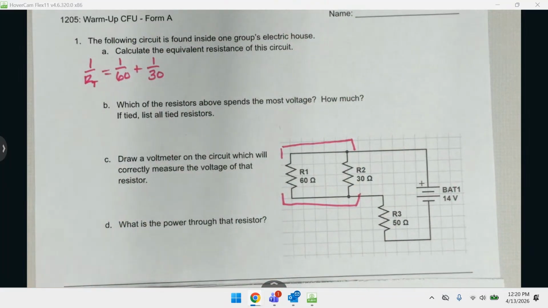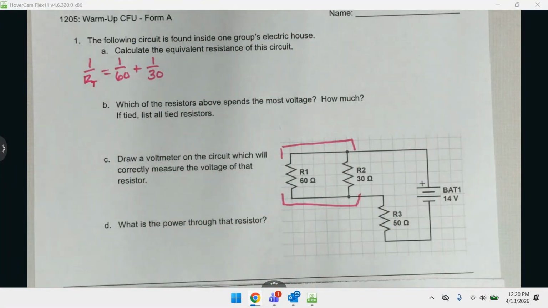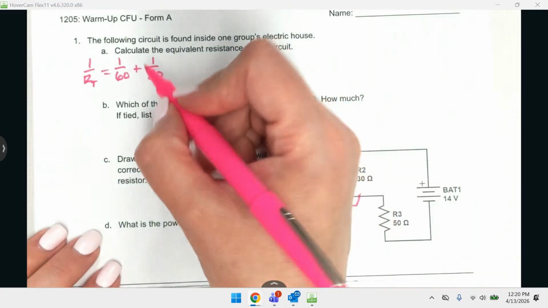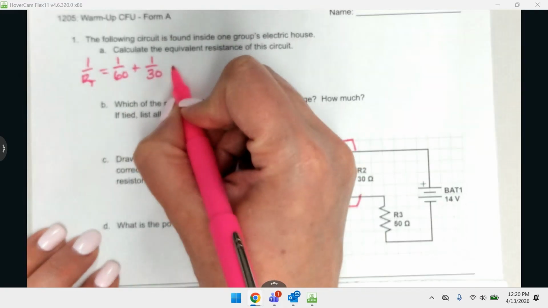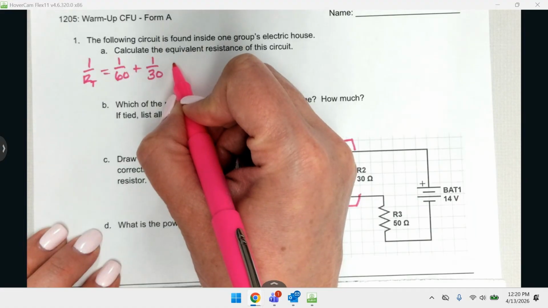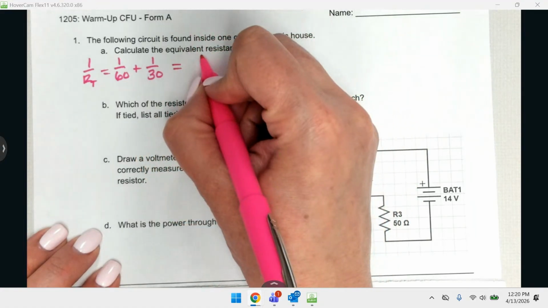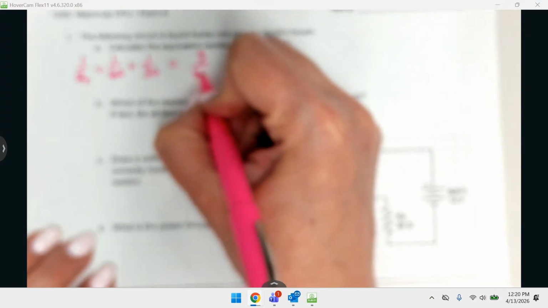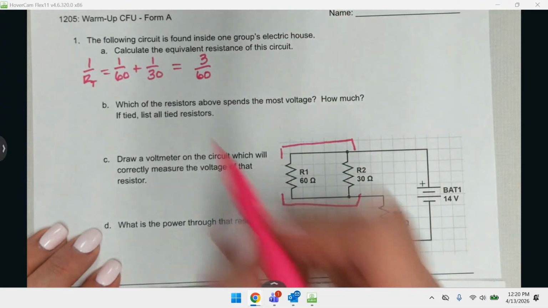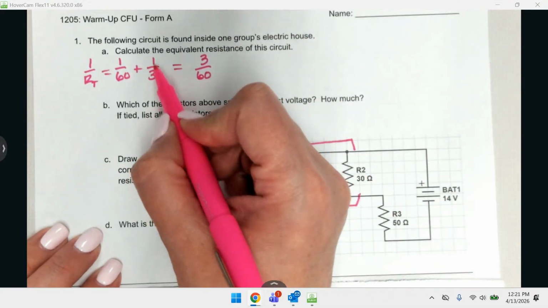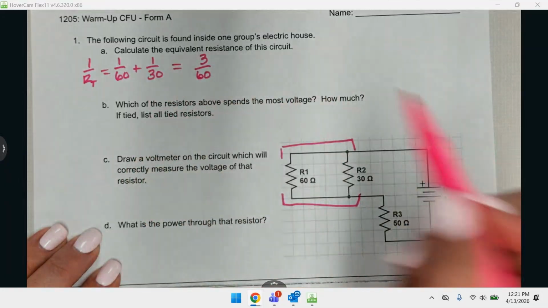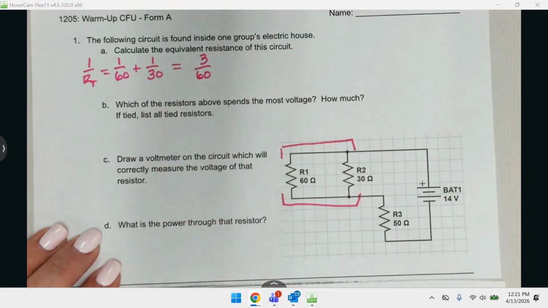This isn't going to be our final answer. It's just going to give us the equivalent resistance for that section. You're welcome to do this in a calculator or by hand. This is easy enough because 1 over 30 would be the same thing as 2 over 60 if I doubled both of those, and that makes this whole thing 3 over 60. Again, you'd want to get a common denominator. 1 over 30 is the same thing as 2 over 60, and then you'd have 1 plus 2, and that's where the 3 came from.